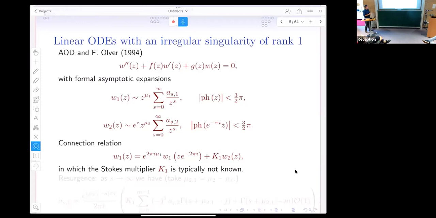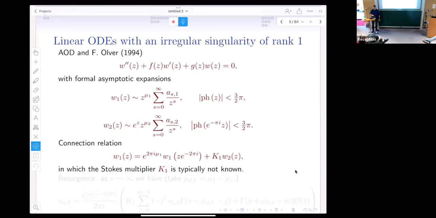z is the large variable. These are the well-known asymptotic expansions that you probably have seen before. It's a linear differential equation, so you also have connection formulas. If you move from one Riemann sheet to the next one, there's a simple connection: a function of one sheet you can express in terms of the function of the next sheet. But the constants in front of these: one of them is known, and it depends on this growth of z to the power mu 1. And the other one is the Stokes multiplier, as most of you know, and it's typically unknown for these problems. Only in special cases can you actually compute it analytically.